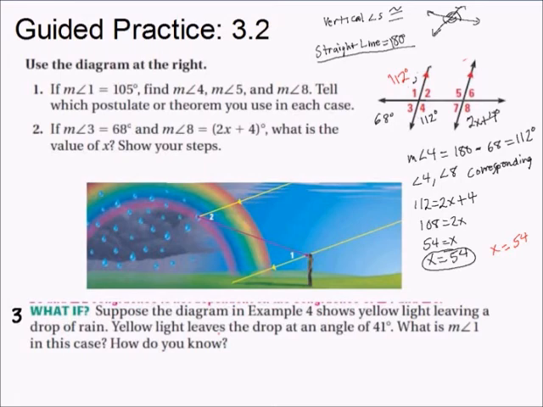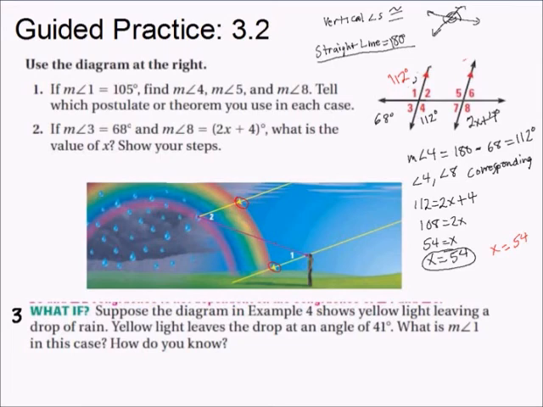All right, let's look at number 3. Suppose the diagram in example 4 shows yellow light leaving a drop of rain. So for your picture, draw this line right here. Draw that line. Draw this line right here. And then draw this line right here. So we have two parallel lines. How do I know that they're parallel? I have this arrow and I have this arrow. So these are parallel lines. And then this is your transversal.